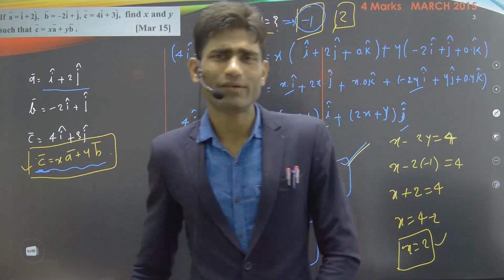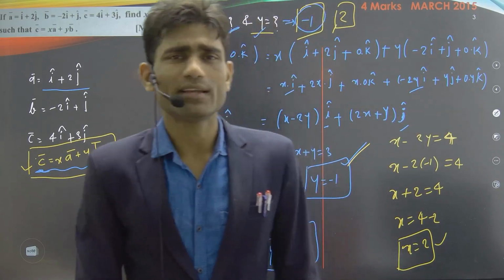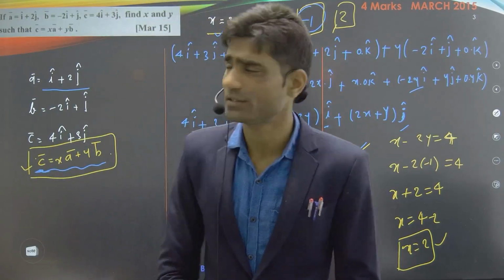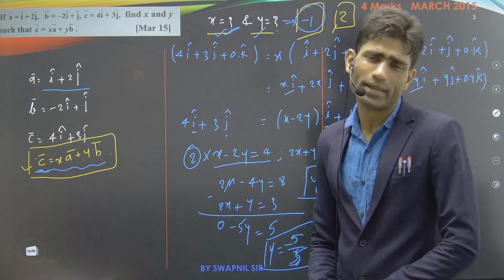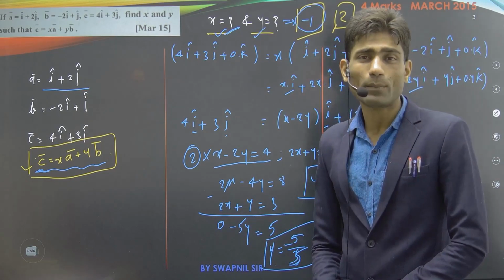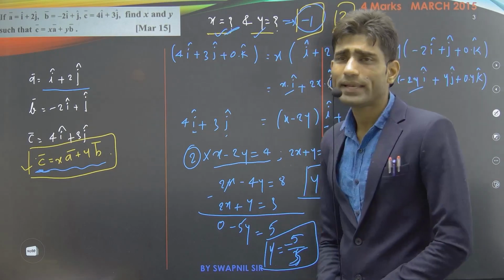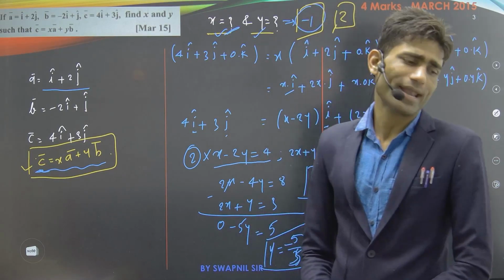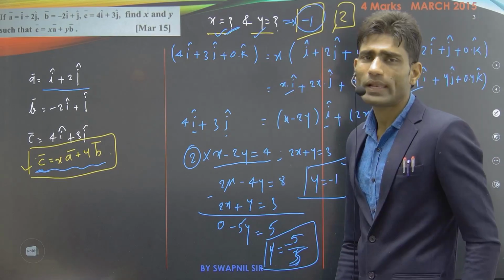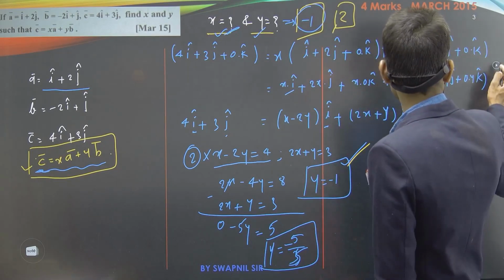So I hope you all have understood. Nothing is difficult here. In our question, first of all, we have to define our variable in the form of a linear combination. And once we get the linear combination, then go for comparing their corresponding i cap, j cap and k cap. You will get the required answer. So I hope you all have understood this solution. Let's go for the next solution.